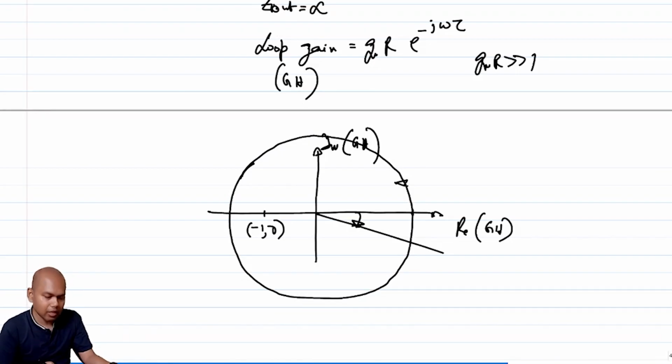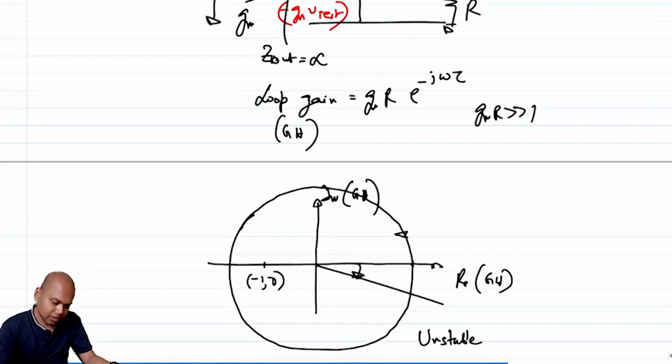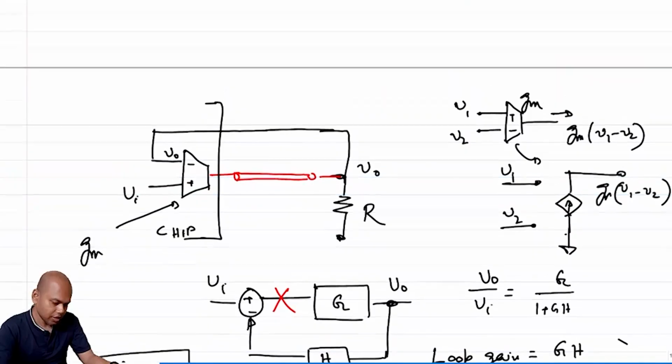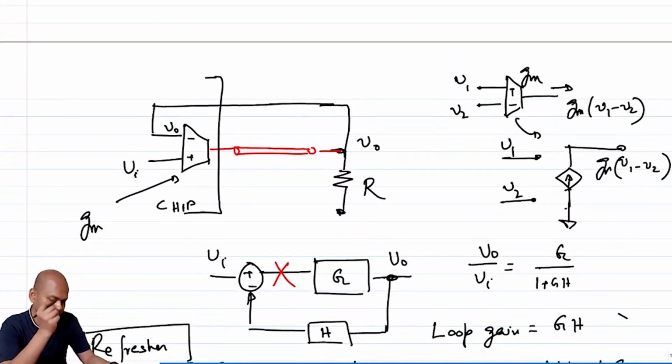But the key thing is that it's a clockwise encirclement of the -1, 0 point, right? So essentially this becomes unstable. The loop is unstable. So as you can see, we started off designing a simple buffer, a voltage-controlled current source driving a resistor, put in a loop. Nothing is simpler than that. No feedback loop is supposed to be simpler than that. But just because you have a transmission line in between which gives you delay, your entire thing can become unstable.